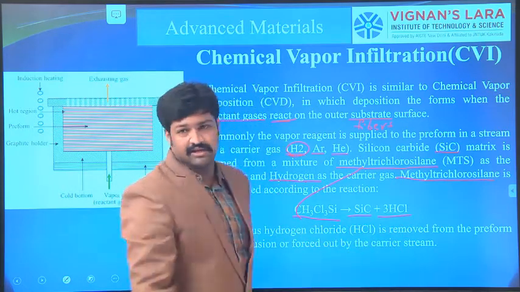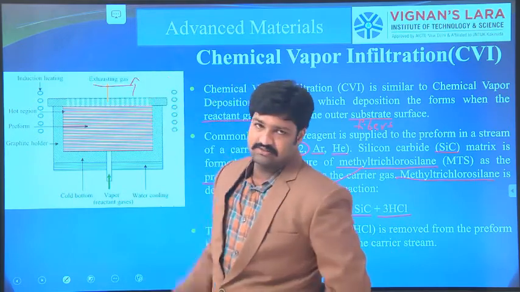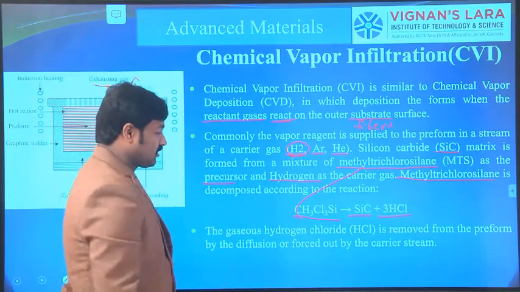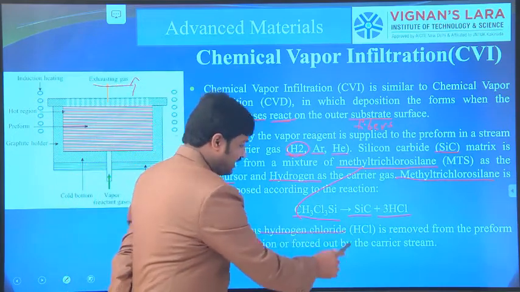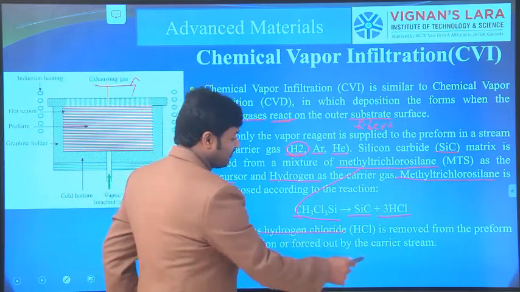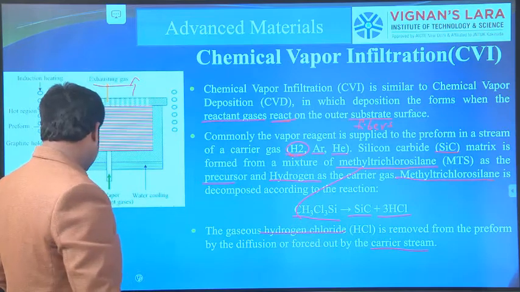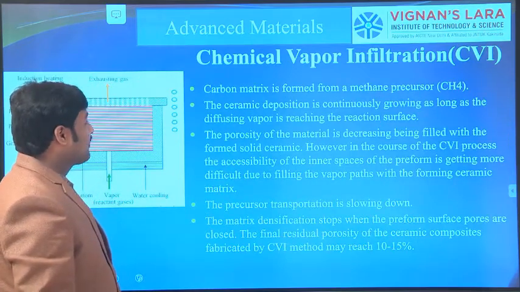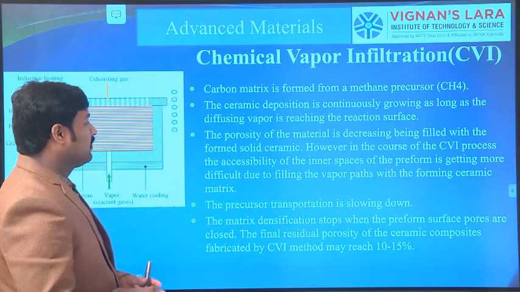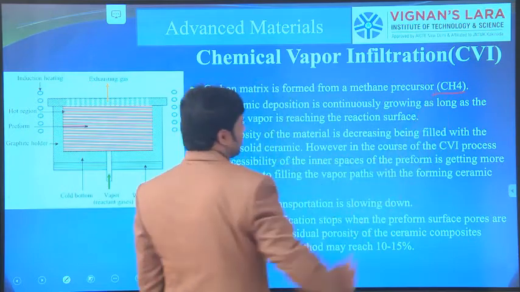This hydrogen chloride is moved out through the exhaust valves. The gaseous hydrogen chloride is removed from the preform by diffusion or forced out of the carrier stream, so it goes out through the exhaust. One more thing: the carbon matrix is formed from a methane precursor. By means of methane, we can get a carbon compound.